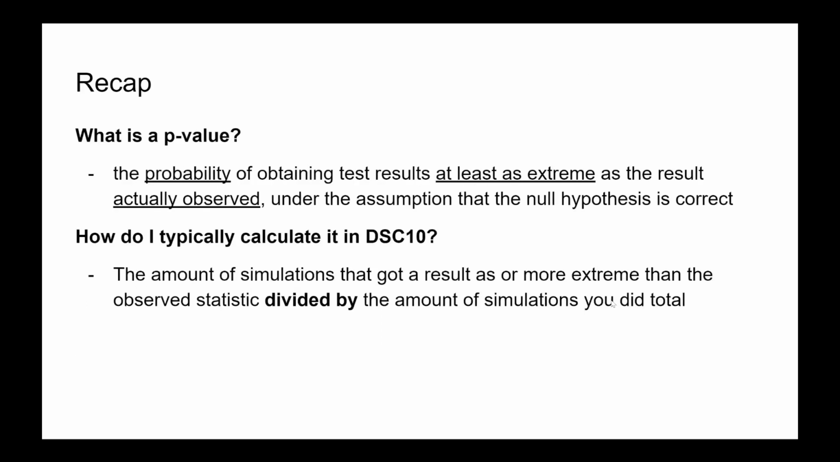So to recap, what is a p-value? Well, a p-value is, again, the probability of obtaining test results at least as extreme as the result actually observed, under the assumption that the null hypothesis is correct. How do I typically calculate it in DSE 10? Well, we do it by getting the amount of simulations that got a result as or more extreme than the observed statistic, and we divide that by the total amount of simulations we did overall.